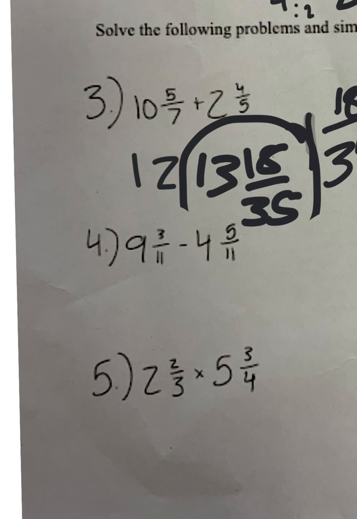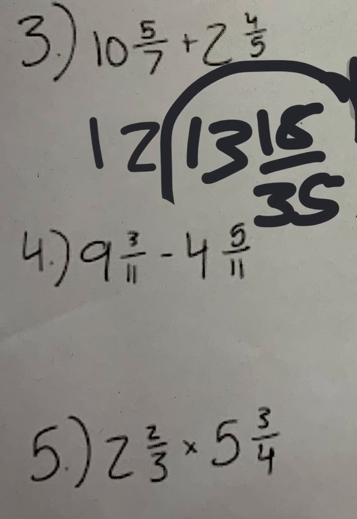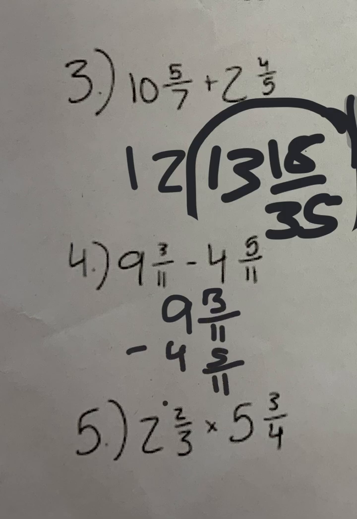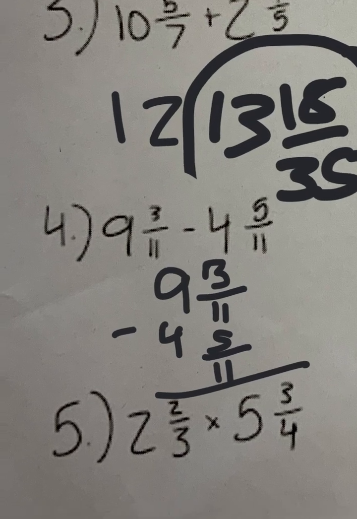So now for number 4, we have 9 3/11 minus 4 5/11. And we do have a common denominator, but we cannot do 3/11 minus 5/11. So I'm going to reset up our problem.